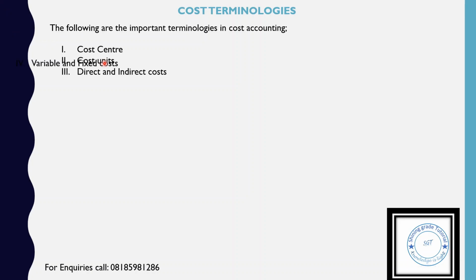Alright, so now variable cost and fixed cost as well. Variable costs change with change in the level of activities. So if the level of activity changes, what happens? They change as well. Alright, that's the aspect of variable cost. But fixed costs do not change with change in the level of activities. So it's an aspect of cost behavior.